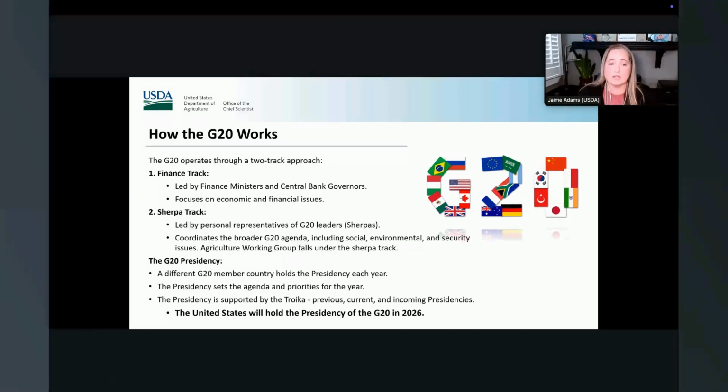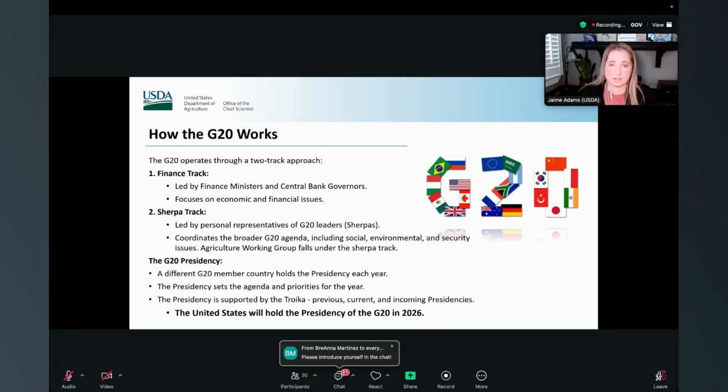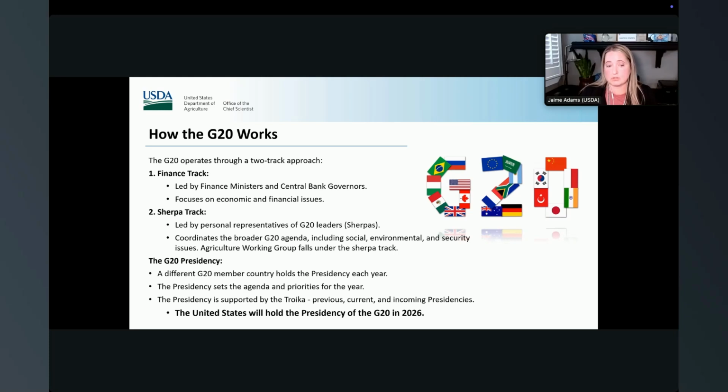The Sherpa track is led by personal representatives of the G20 leaders, or Sherpas as they're referred to. So the United States will have a Sherpa who represents the president during key conversations in the lead up to every annual G20 meeting. The Sherpa track also coordinates a broader G20 agenda, including social, environmental, and security issues. The Agriculture Working Group falls under the Sherpa track. And that's the working group that we'll talk about in more detail here in just a minute.